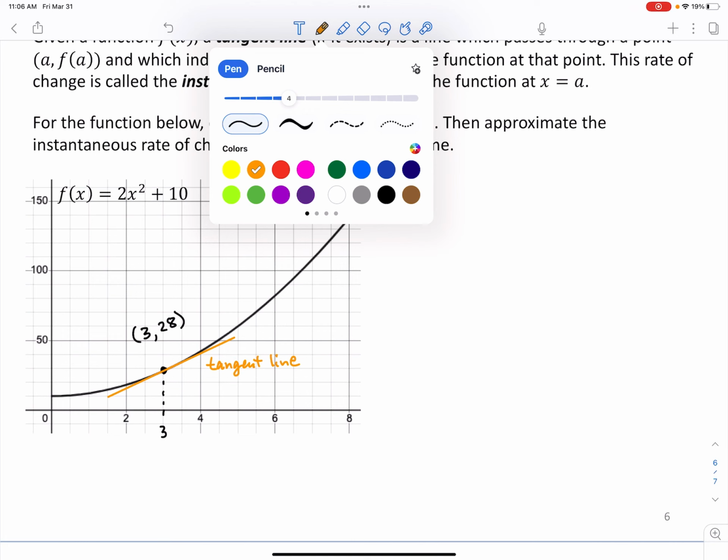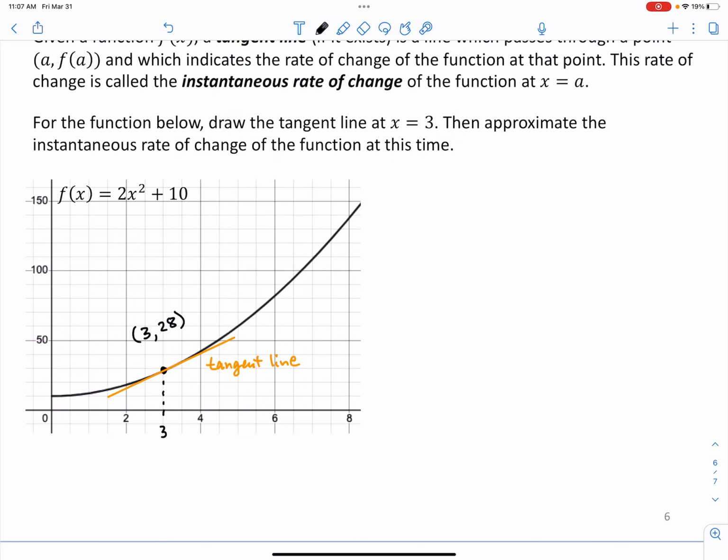But we can look for patterns as I do secant lines, and I let the two points get closer and closer to each other. We're going to make a second point by going h units to the right. So I'll draw a second point, h units to the right. We're going to find the slope of the secant line, and then we're going to let h get closer and closer to 0 and see if we can look for a pattern.